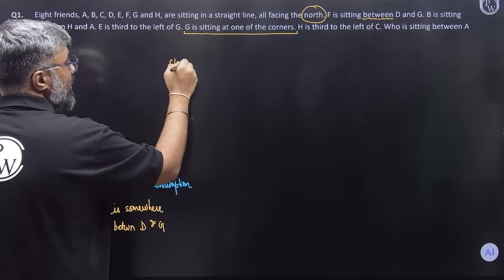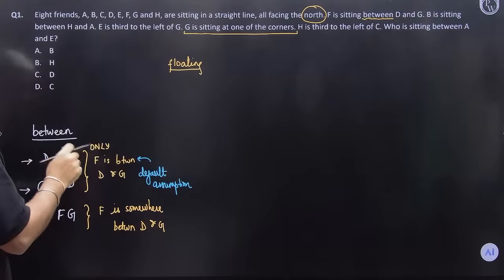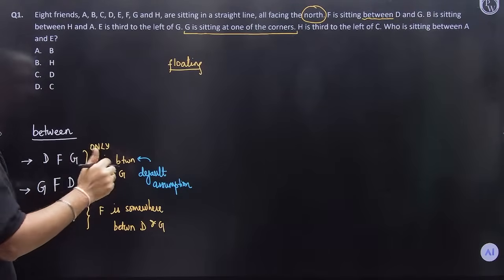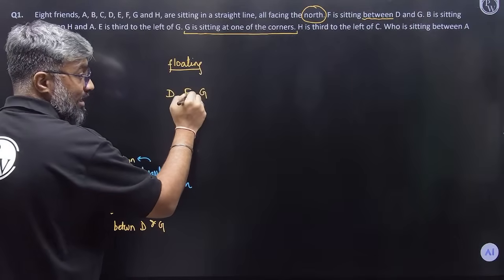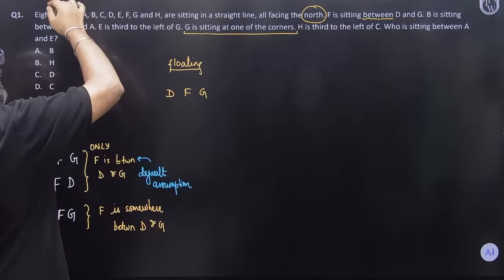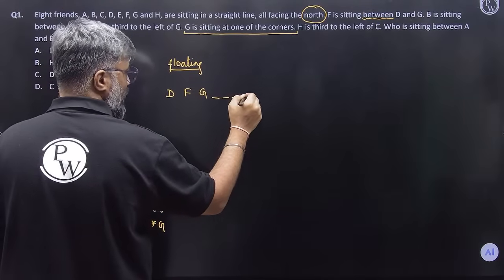The one that I'm doing right now is called a floating arrangement. Have a look at this. I can do D, F, G alone, see in how many cases? D, F, G, and then I can put what? There are 8 people, so 5 more seats. 1, 2, 3, 4, 5.